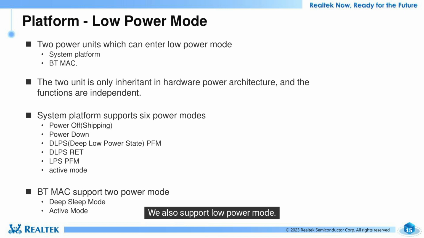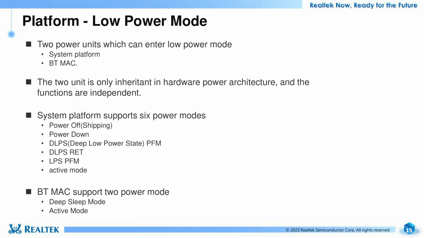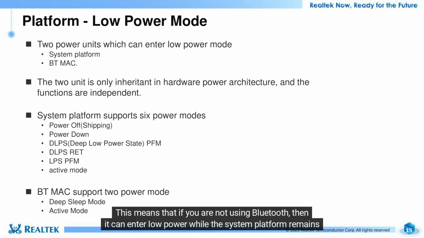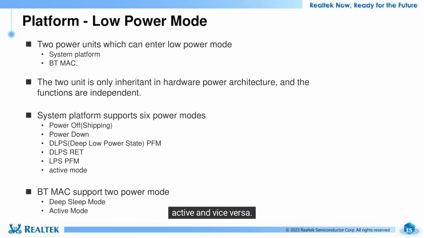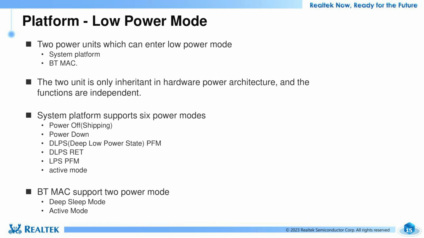We also support low power mode. Right now, the system platform and the BT Mac can enter low power mode independently. This means that if you are not using Bluetooth, then it can enter low power while the system platform remains active, and vice versa. The system platform supports 6 different power modes, while the BT Mac supports 2.